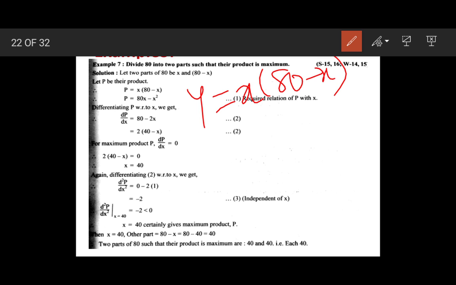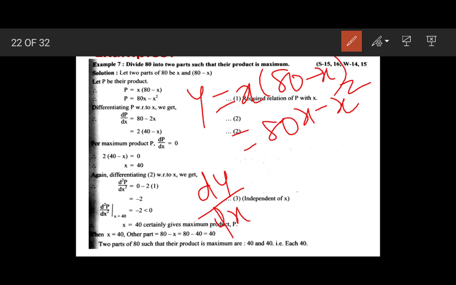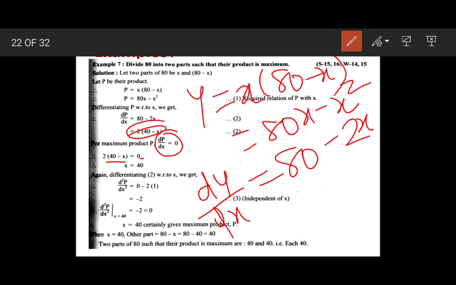Now differentiate this. So before differentiating, let me multiply this. So I will get 80x minus x square. So dy upon dx will be derivative of 80x is 80 minus derivative of x square is 2x. Now we'll take 2 common. So what I am getting, 2 into 40 minus x. Now let this dy upon dx equal to 0. That means 2 into 40 minus x equal to 0. That means x equal to 40.